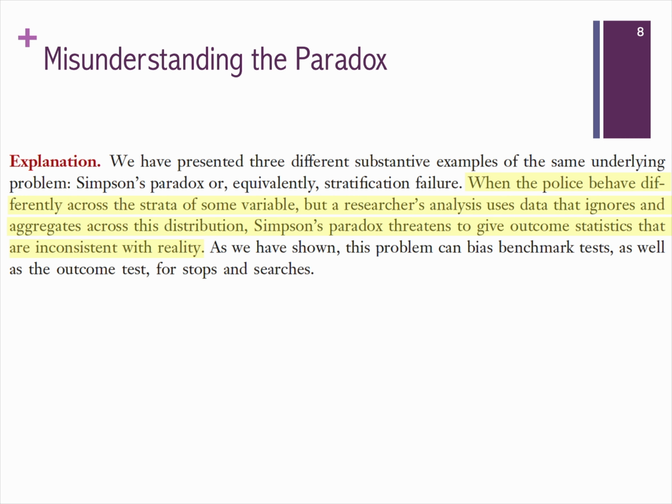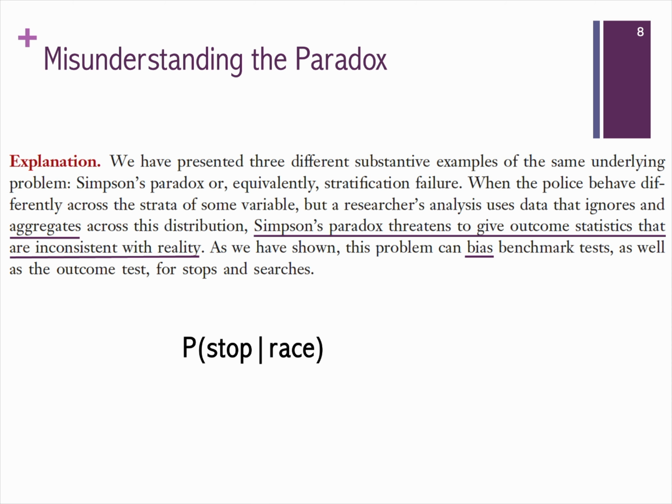When the police behave differently across the strata of some variable, but a researcher's analysis uses data that ignores or aggregates across this distribution, Simpson's paradox threatens to give outcome statistics that are inconsistent with reality. Here we see the first misconception, that the paradox is about mixing or aggregation, as well as the second one, that it's a threat to objectivity. Further note their claim that it biases benchmark tests. To talk of a test being statistically biased, we need a clear picture of the quantity being measured. Standard conditional probabilities can't play this role, since we know they're not invariant to partitioning. Causal quantities could play this role, though whether due race makes sense is something I'll return to in a future episode.